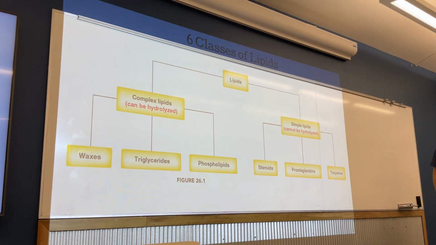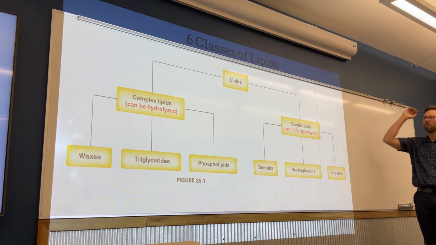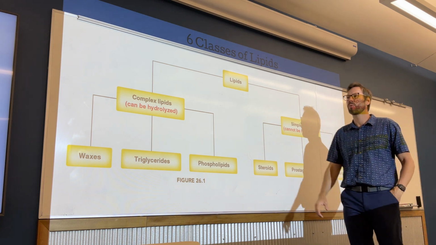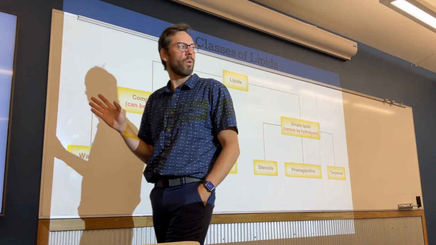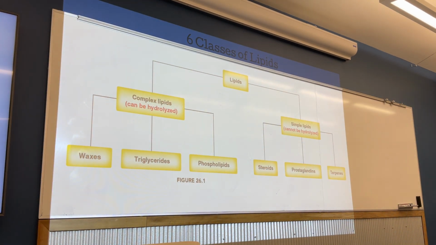Okay, so these are the 6 main classes of lipids. They're broken up into 2 types. We have complex, we have simple. Complex means they can be hydrolyzed, or broken up into simpler components, particularly fatty acids.